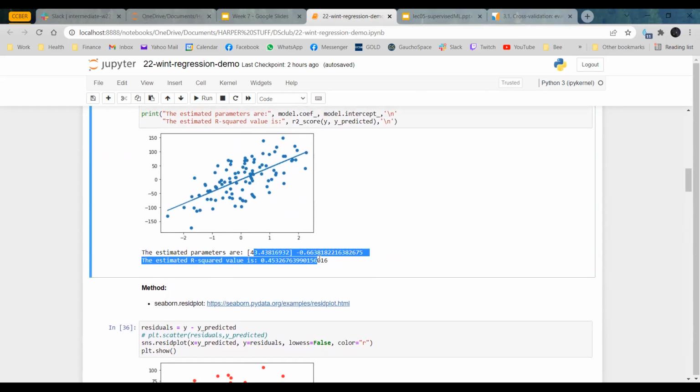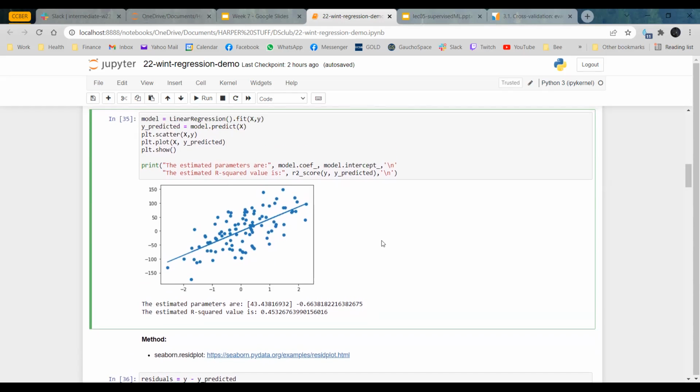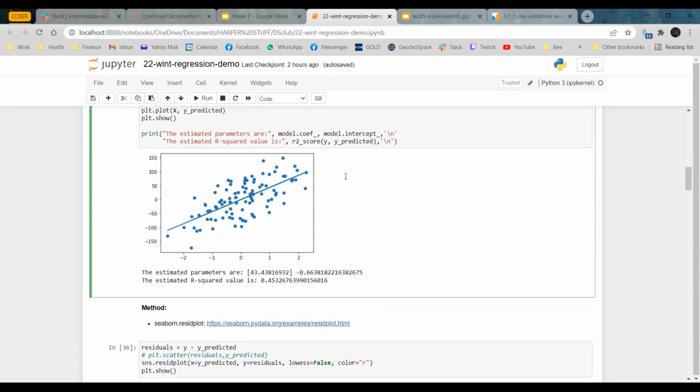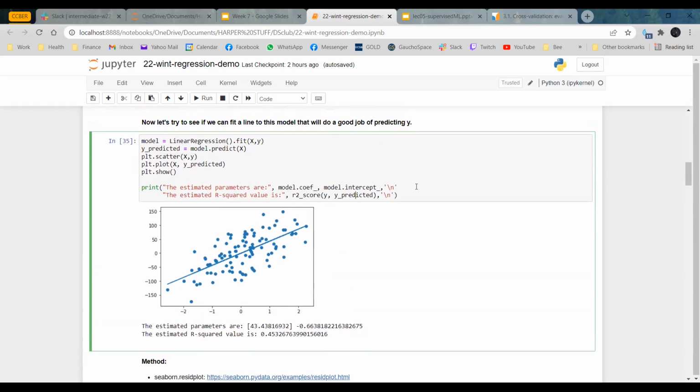We can also access what the estimated parameters are, which are essentially features of the model object. And we've printed them here. We can tell how well our line fits the data using a simple R-squared score, which is listed here. Right, and that essentially compares our y prediction, which is our line, to the array y, which is our actual data points. Right, so this is our true response. This is what we predicted using our linear regression model.